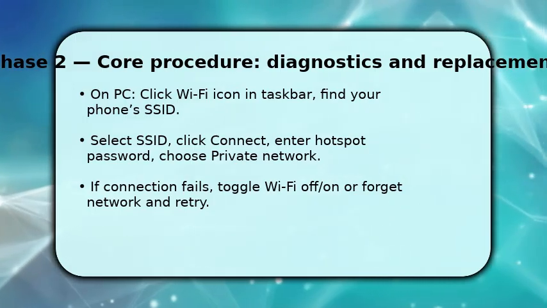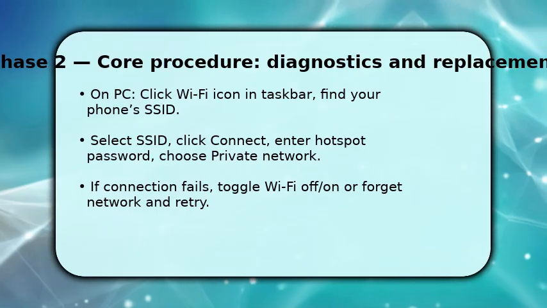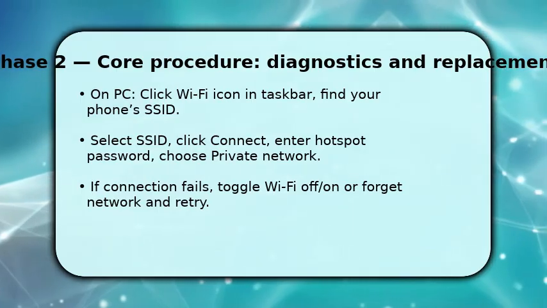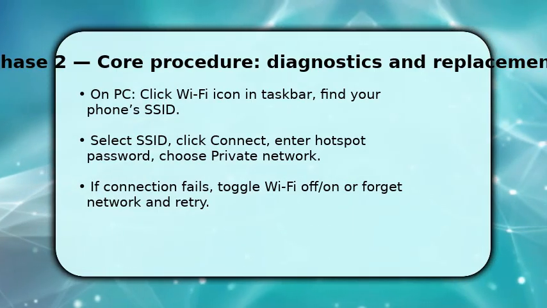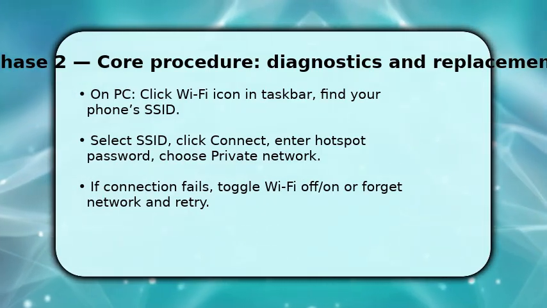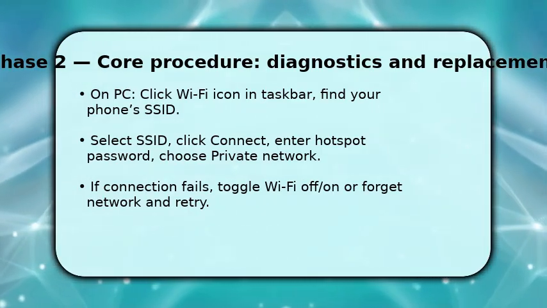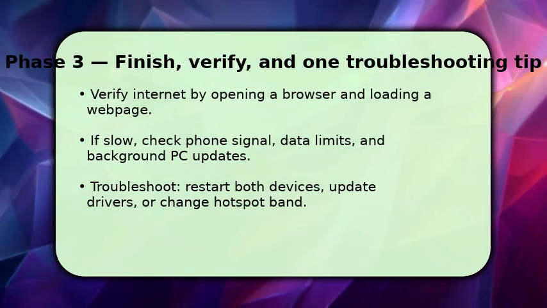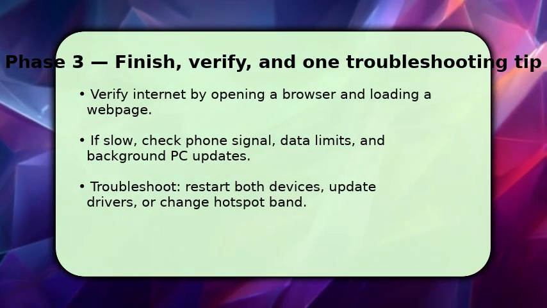If you don't see the network, make sure the phone hotspot is visible and not sleeping. If it still fails, toggle Wi-Fi off and on in Windows, or click Network and Internet Settings and Use. Once connected, verify internet access by opening a browser and loading a page. This confirms DNS and routing are working.